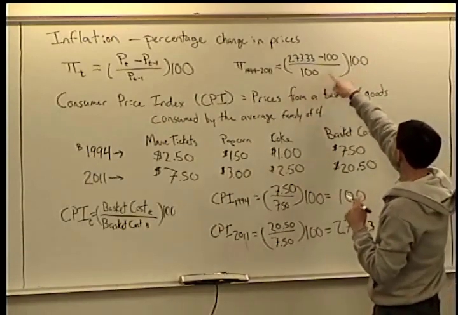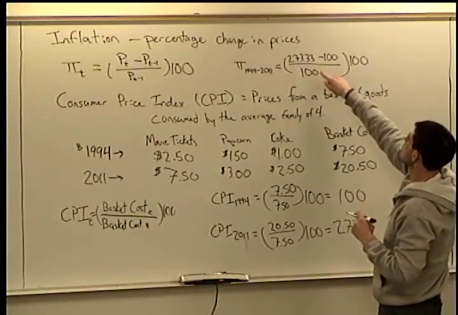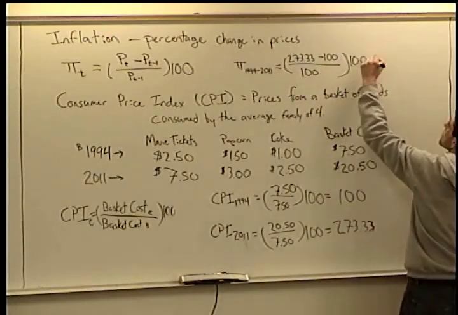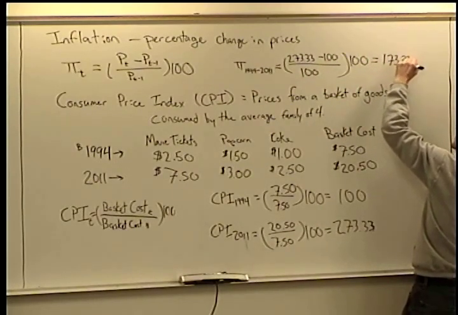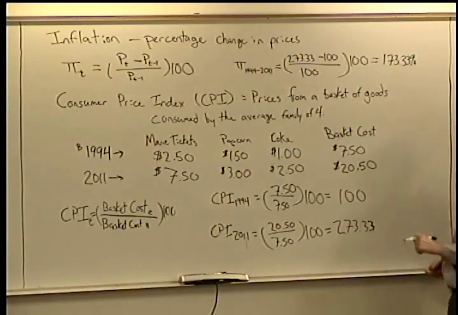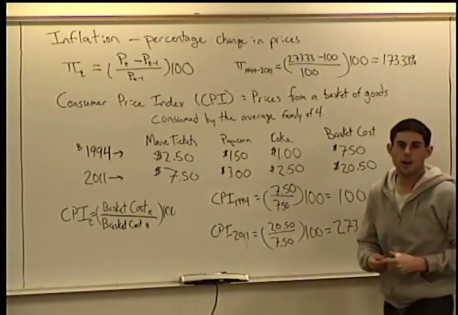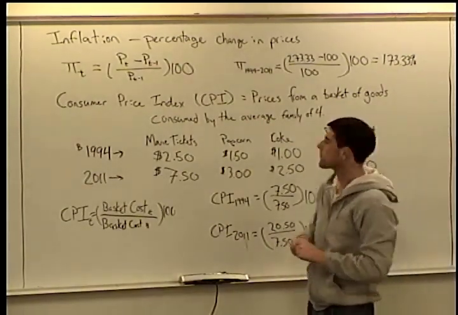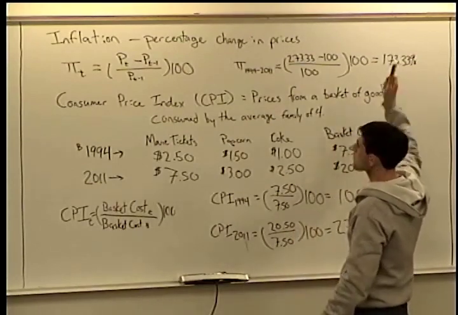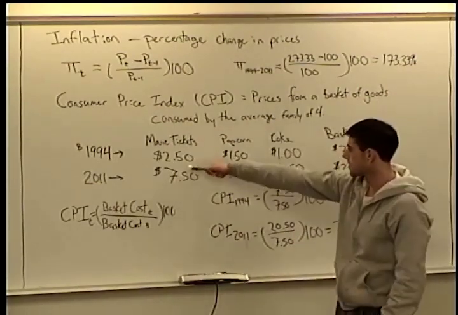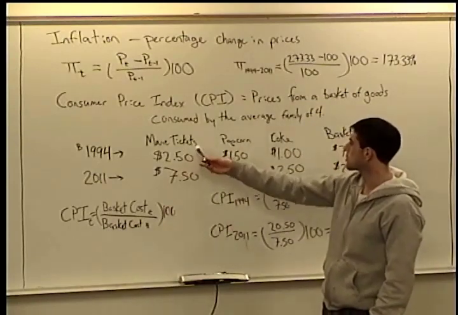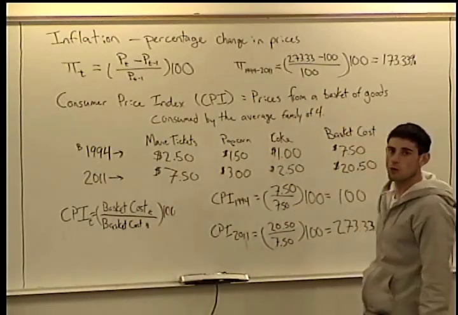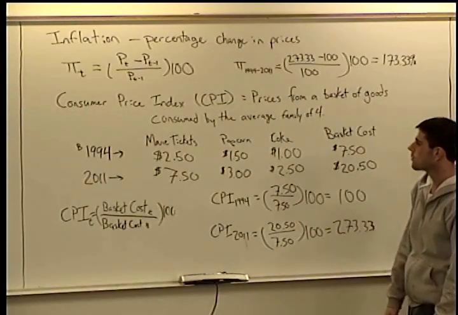Those two things cancel out. 273.33 minus 100 equals 173.33%. So an inflation rate of 100% means prices have doubled. Prices have almost tripled between 1994 and 2011 according to this price system that we have. 2 movie tickets, 1 popcorn, and 1 Coke. Okay, and we can see that here.